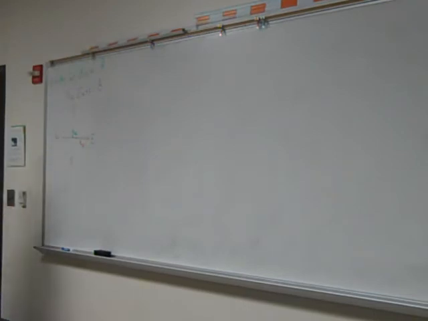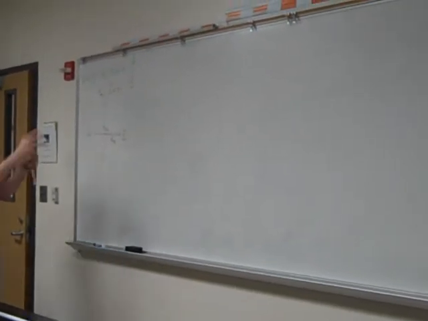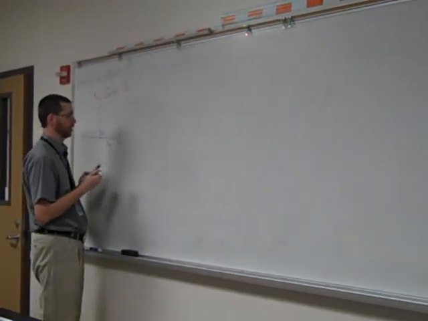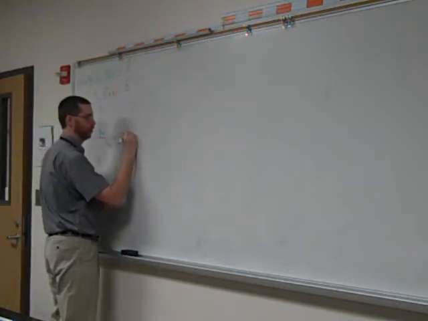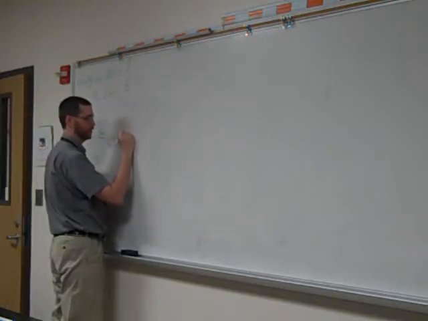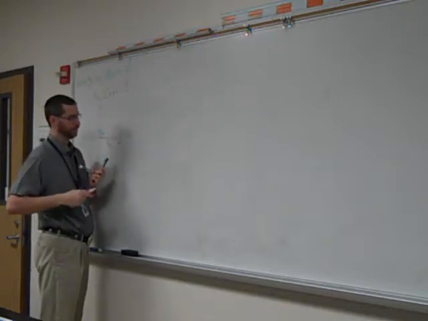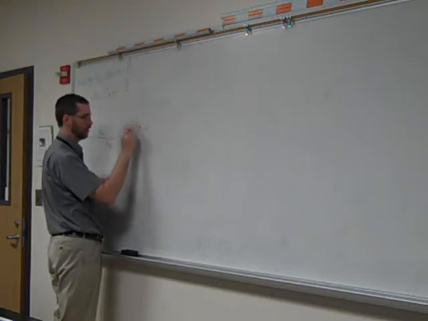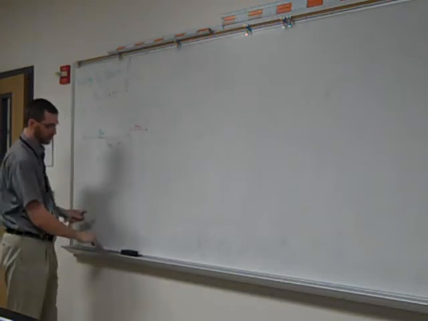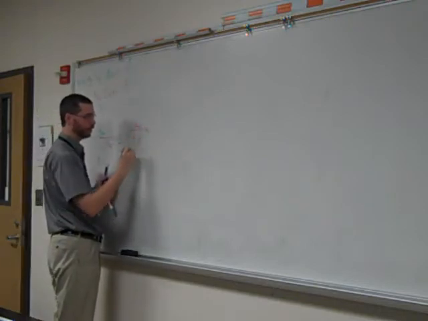So how would I find the resultant? How do I add these two vectors? Head to tail. So does it matter which one's first? No. So I can start with 1 meter per second north, and then I can add to it 4 meters per second east. And so my resultant is from where I started to where I ended, right?